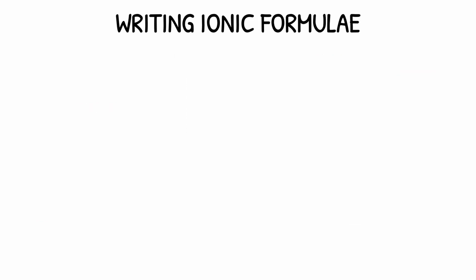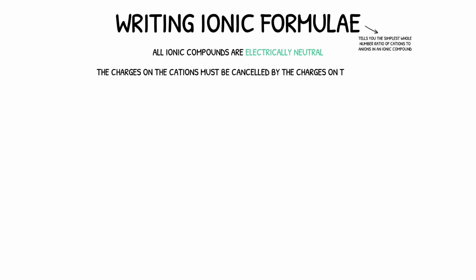Knowing how to identify the ion formed by an element is important when writing the formulae for ionic compounds. The ionic formula of a compound, much like a chemical formula, tells you the simplest ratio of cations to anions in an ionic compound. The ionic formula of a compound must always be electrically neutral, meaning the charges on the cations must be cancelled by the charges on the anions.